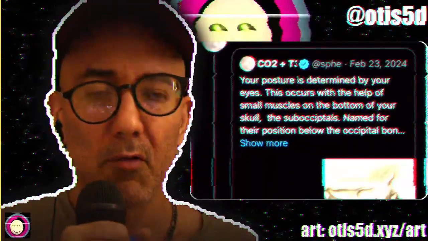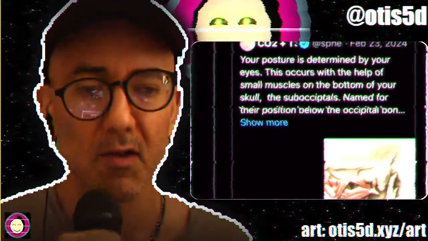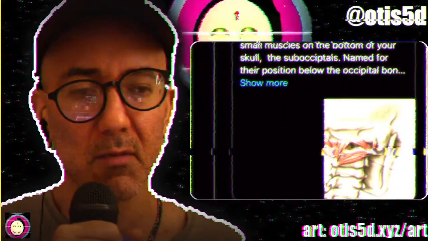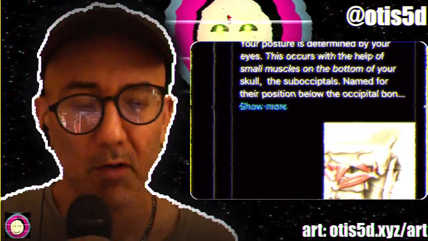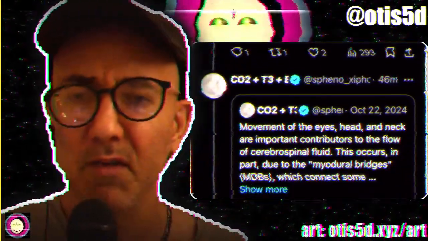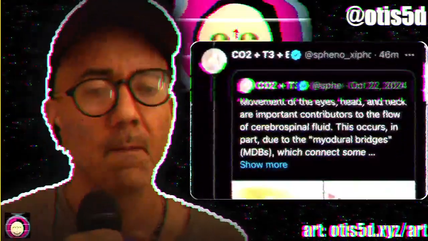So he replies with his previous thread: your posture is determined by your eyes. This occurs with the help of small muscles on the bottom of your skull, the suboccipitals. So the suboccipitals connect your skull to your cervical spine. They're named for their position below the occipital bone, the occiput, which I believe is also known as either the atlas or the axis, I think.